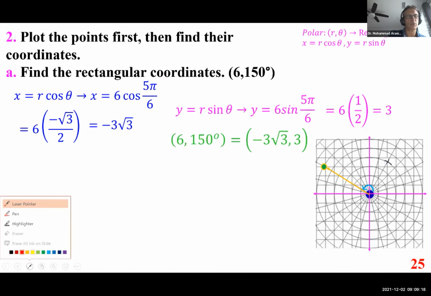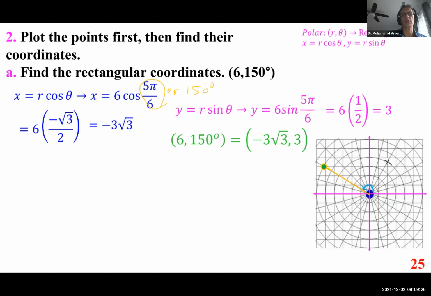So again, let me just make a point here, 150 degrees, because you keep it as degrees, either way is fine.